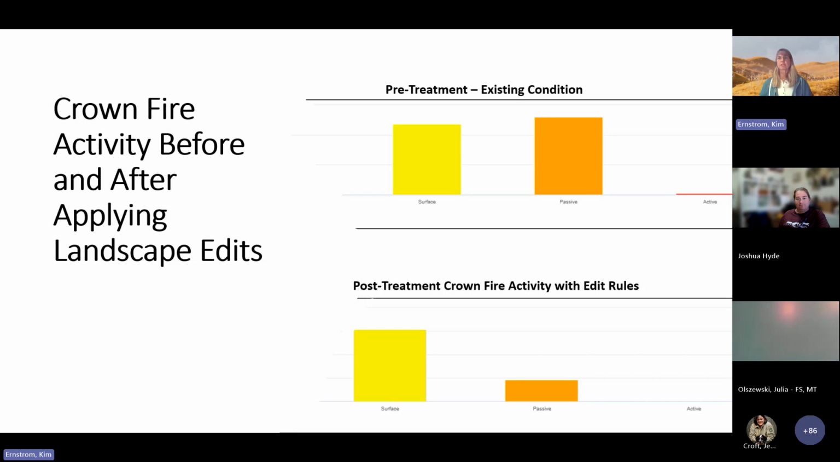And again, you can use the charts and graphs to show this shift. At the upper one, we had the passive and the surface, and then you can see we've reduced the passive crown fire and shifted it more to a surface fire behavior, which is exactly what our objective was for our treatment.